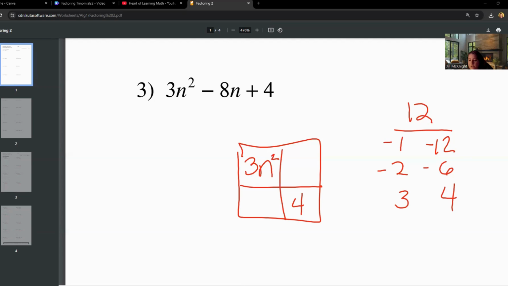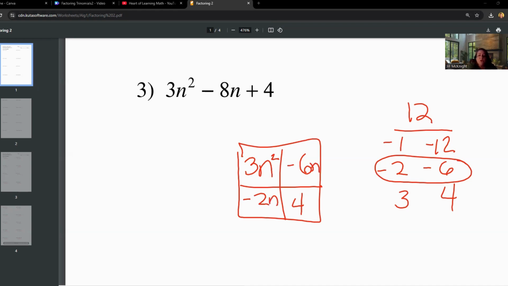Oh, look at these two. These are going to be our numbers. And we can put the negative 2 down here or up there, and then just put the negative 6 in the opposite place. And then we're going to look at the top row. And we have 3n squared minus 6. What can we take out of both of those? Oh, by the way, I forgot to put the n's here. That's an n and that's an n.